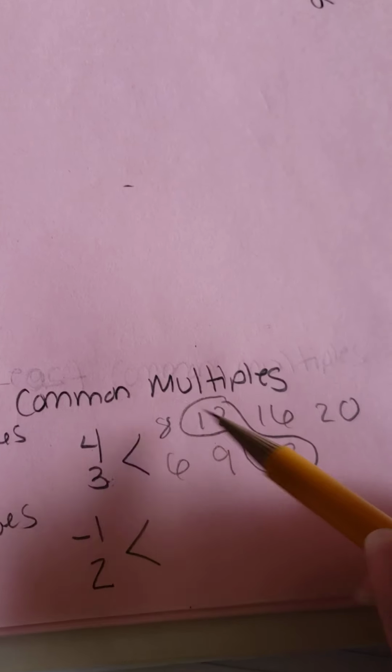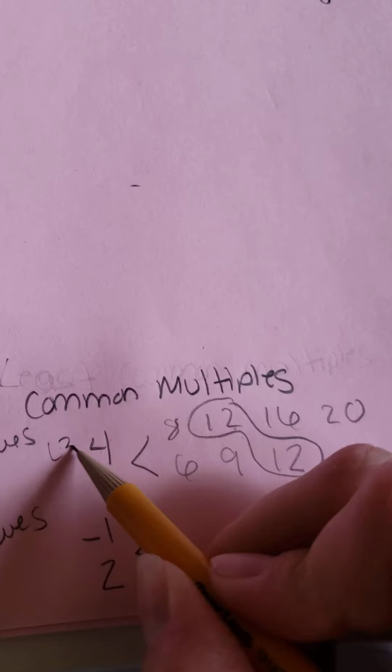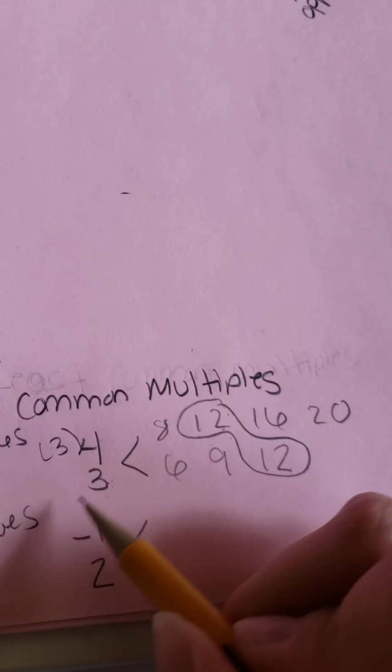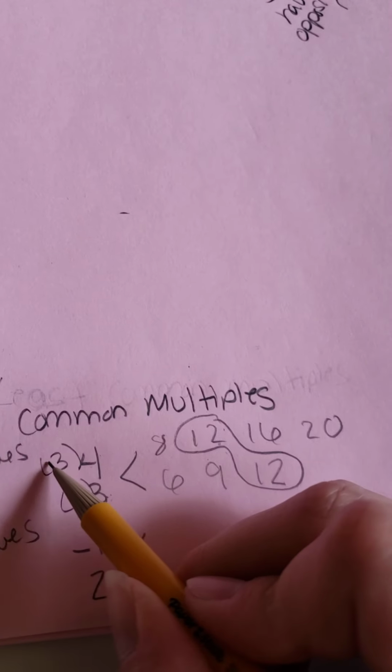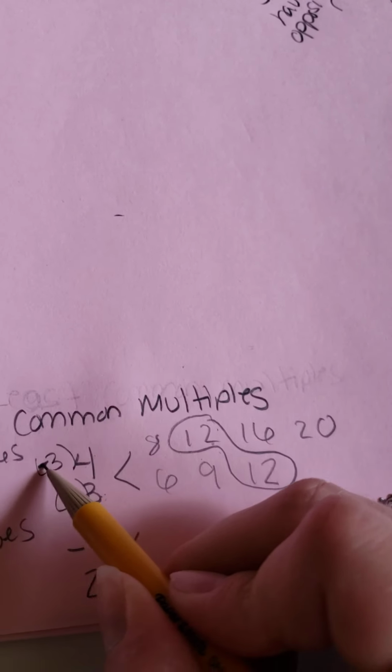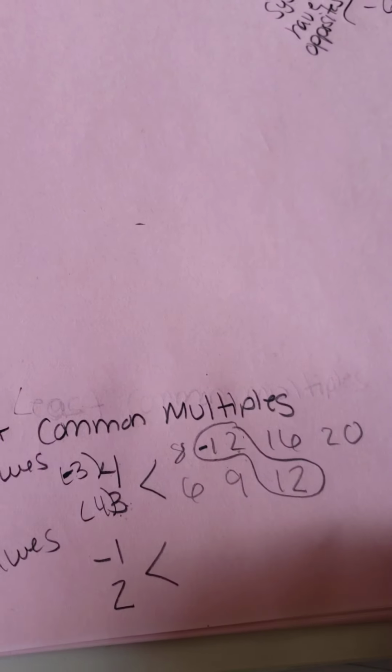4 goes into 12 3 times, 3 goes into 12 4 times. So I can multiply 4 times 3 to make it 12, and I can multiply 3 times 4 to make it 12. And then all I'd have to do is make one of these a negative. So I just choose to multiply this one, and you would get -12, and voila, opposites.